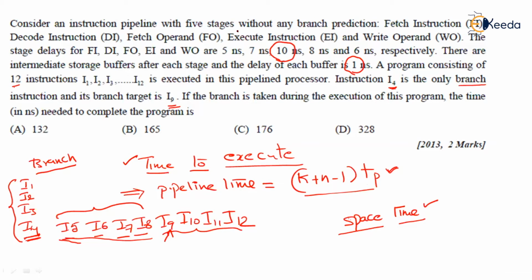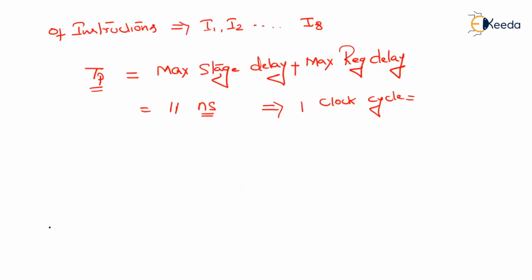Without any branch prediction here. In order to handle the control hazards, there are no provisions in this pipeline. So that means that when the I4 instruction is getting executed, we need to wait to get the next instruction into the pipeline till the I4 instruction gets completely executed. Okay. So let us see.